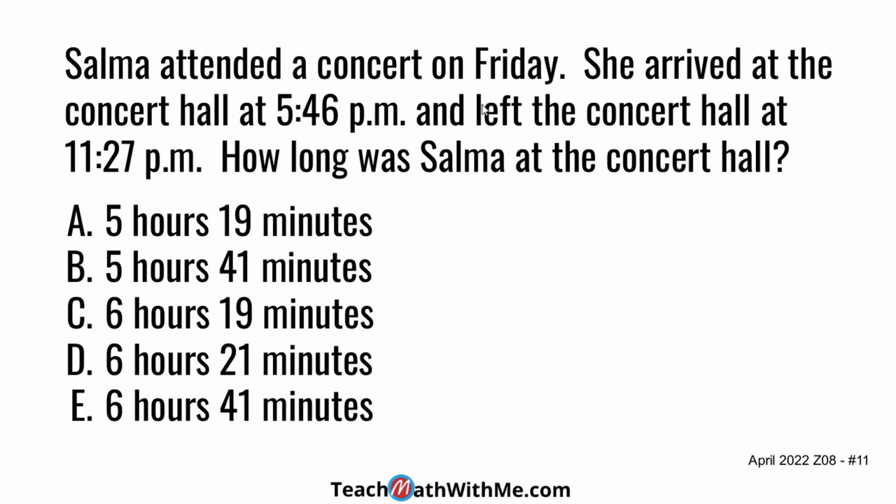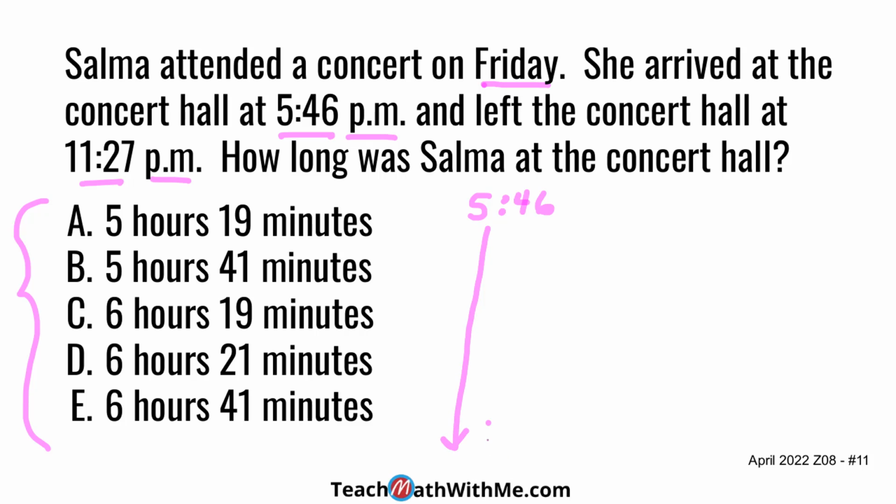So we know that she's on just one day period because we're going from a p.m. to a p.m. So we're going to be less than 12 hours. And we also can glance at our answer choices and see that we're going to be in the range of 5 to 6 hours. That just helps us as we're thinking about where we are in our answers. We've got 5:46 to 11:27. So we're going to start at 5:46 and we're going to go down to the 11:27 hour and see about our time.